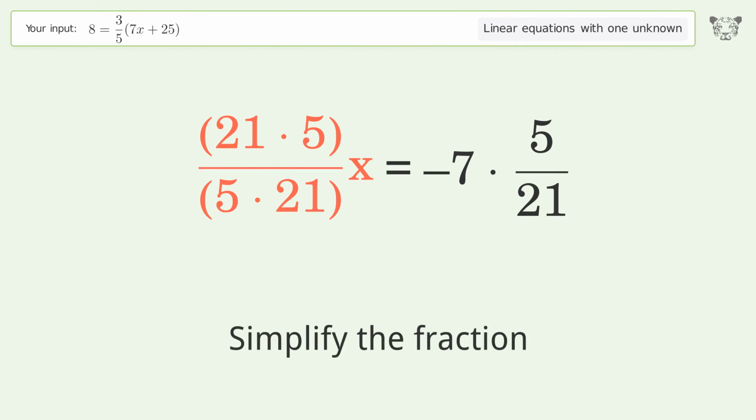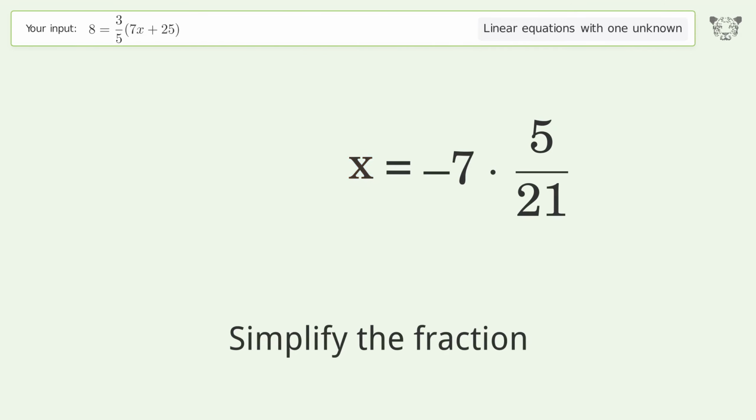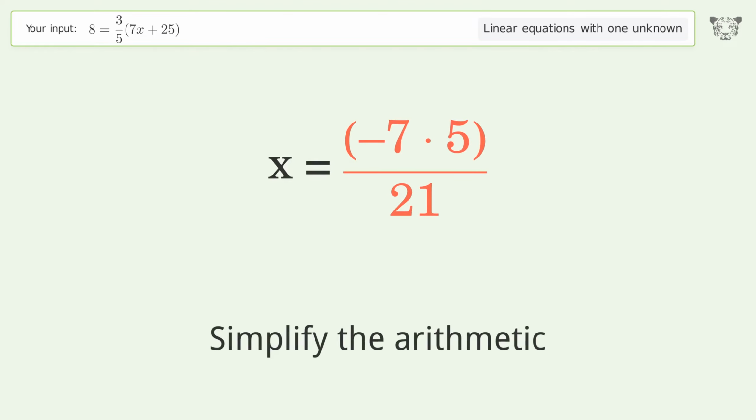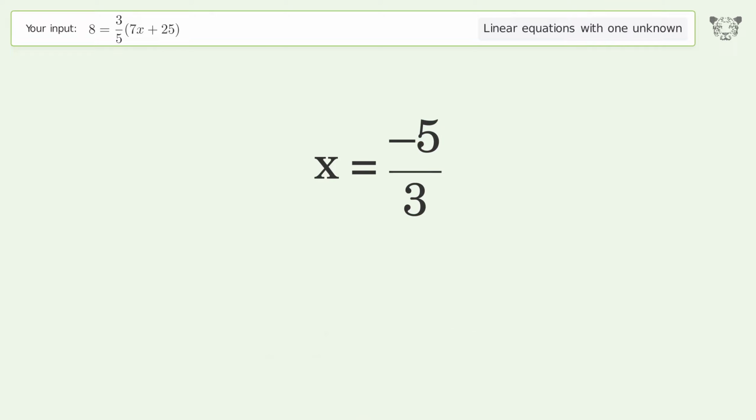Simplify the fraction. Multiply the fractions. Simplify the arithmetic. And so the final result is x equals -5/3.